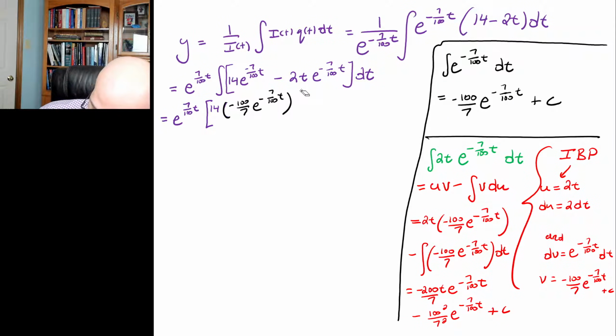And then minus what we got in the red. Negative 200 t over 7 e to the negative 7 over 100 t minus 100 squared over 7 squared times e to the negative 7 over 100 t, and then plus c.